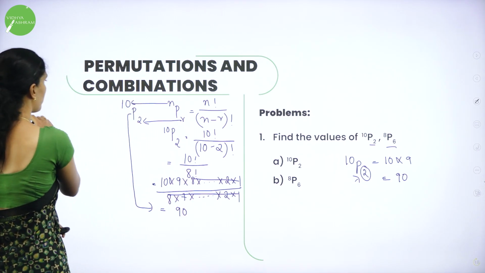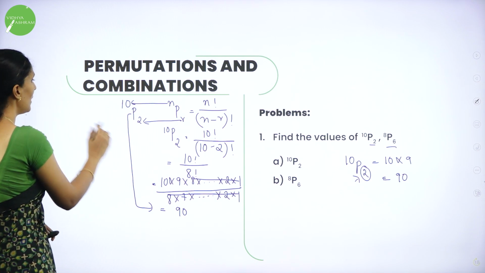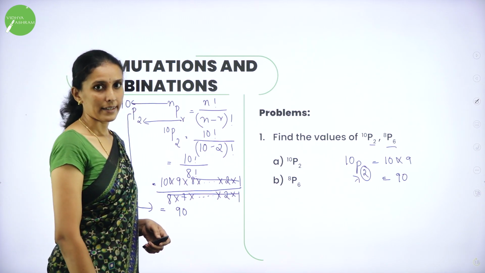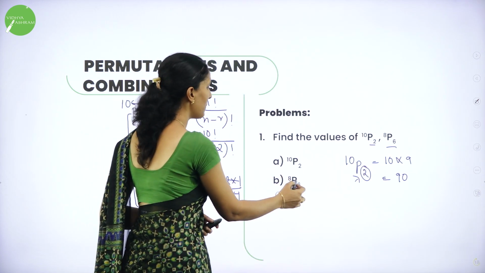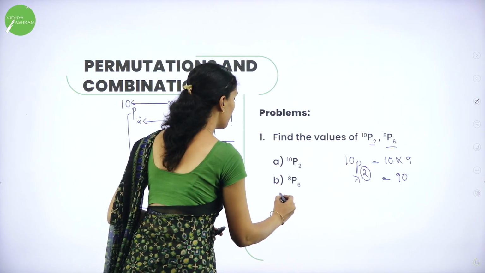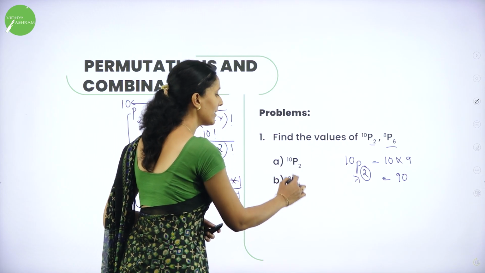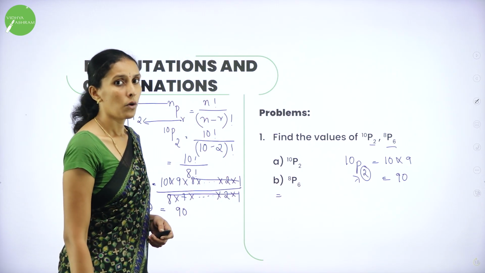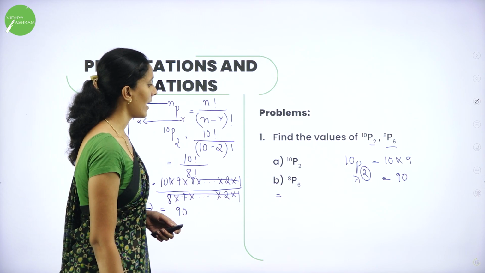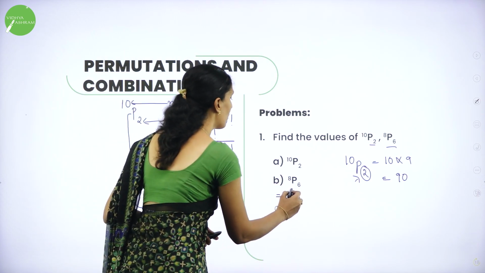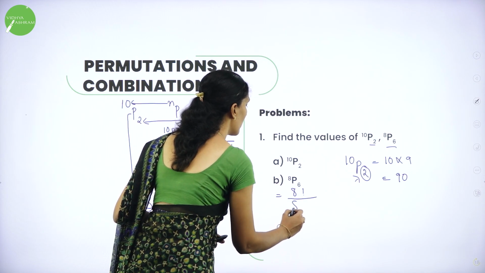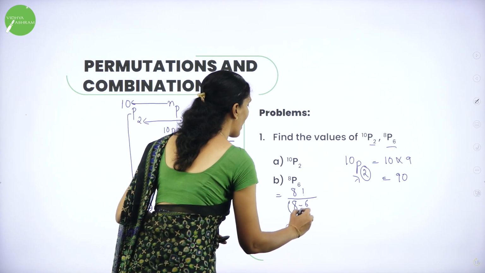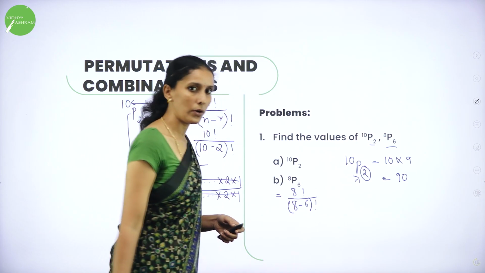Okay, so similarly, 8P6, as I said, use this concept, it is very simple. What do you mean by 8P6? 8P6 means 8 factorial divided by (8 minus 6) factorial. Either in this way you can do.